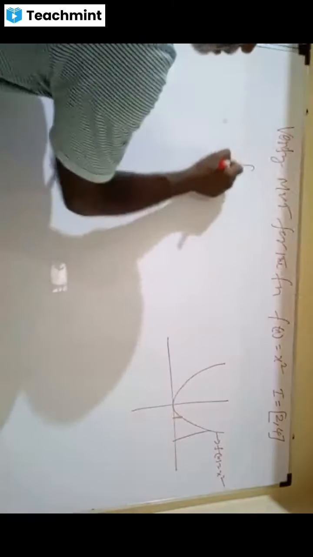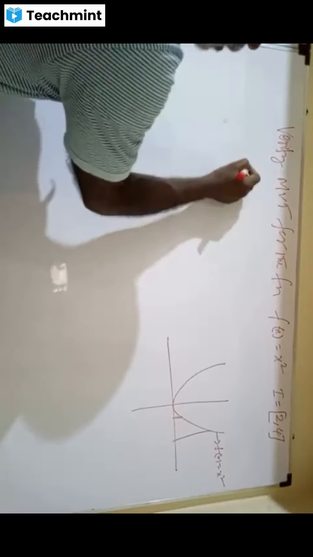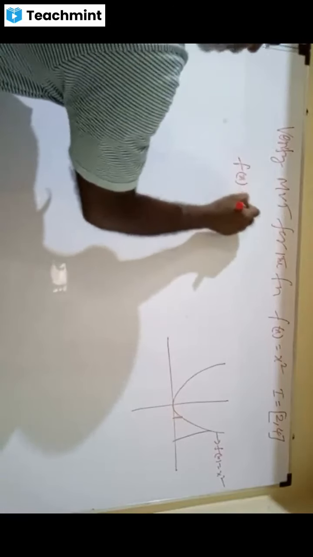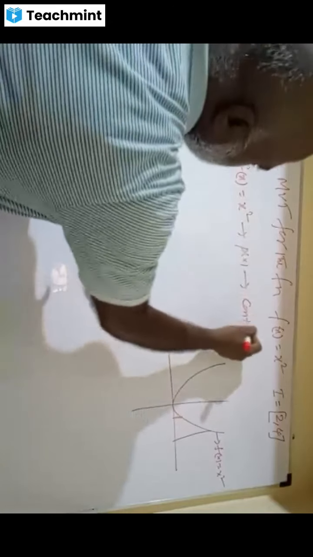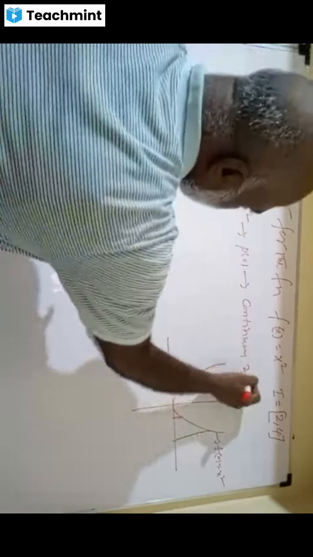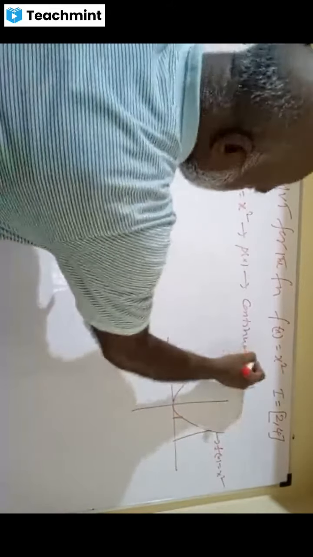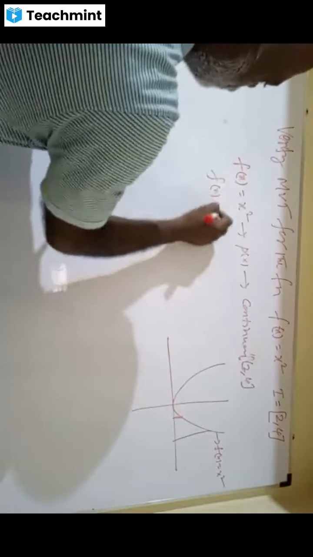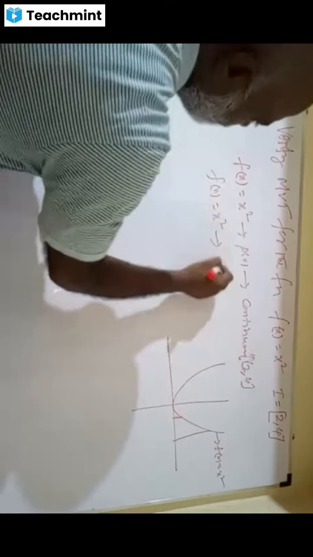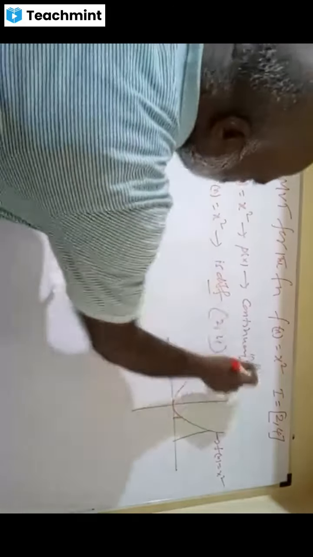Okay, you find out f of 2. First, f of x equal to x square. It is a polynomial function, so it's continuous in 2, 4. Next, f of x equal to x square, whose derivative is 2x, is differentiable in 2, 4.